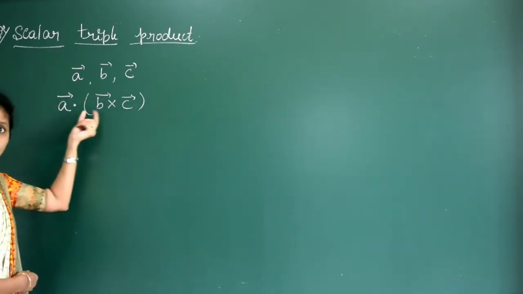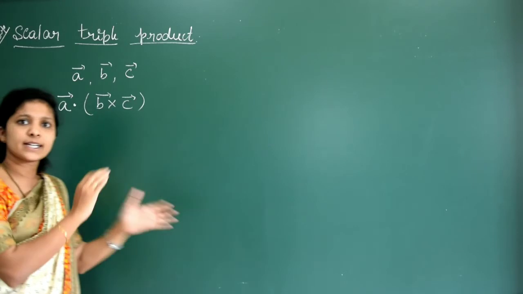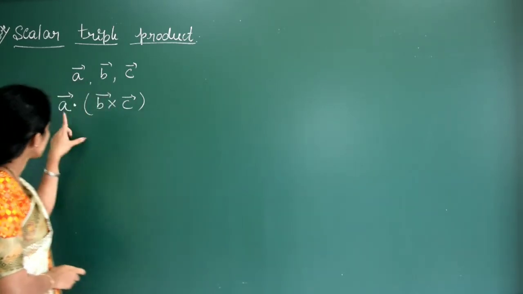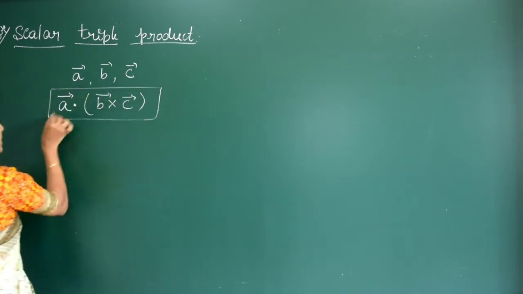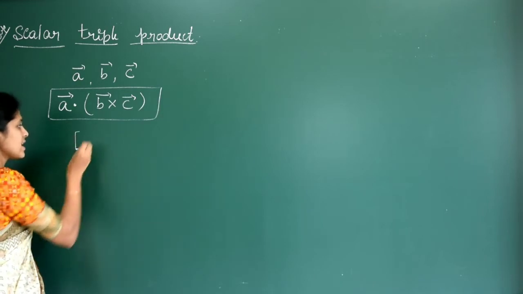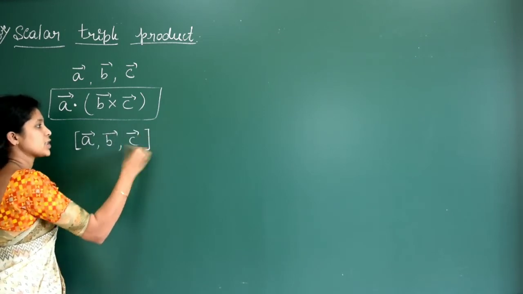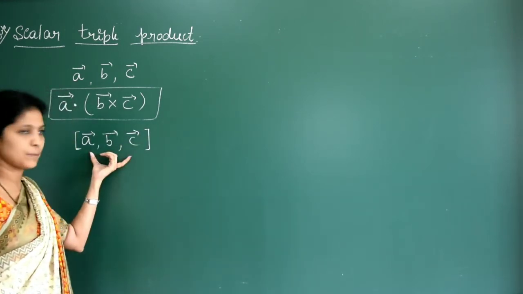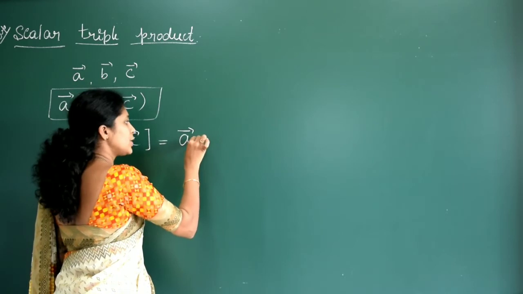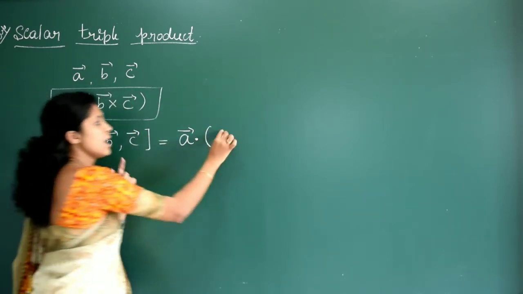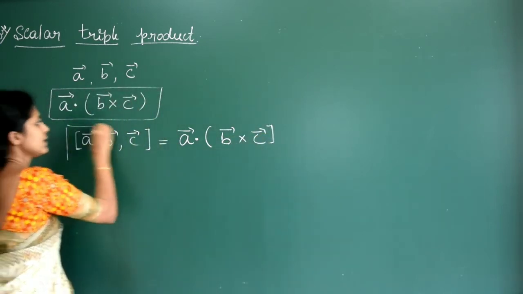After that you have to find the dot product of that vector with the A vector. How to find the dot product? Multiply the corresponding elements and add them. So A vector dot B vector cross C vector is called the scalar triple product, and we represent it like this: scalar triple product of A vector, B vector, C vector is equal to A vector dot B vector cross C vector. Remember this important formula.